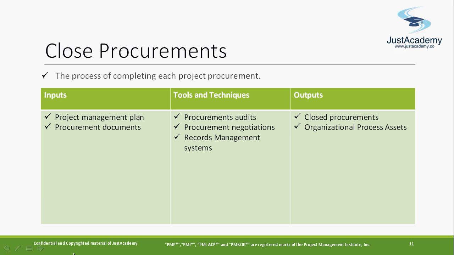Okay, so the project management plan and procurement documents will be the inputs. This is part of the closing. With the project management plan and procurement documents, you do the procurement audit and see that everything looks good. If there are any procurement negotiations, like after the services are used, any negotiation on the price because they did not provide the services you expected, you can negotiate with them. Hey, I will pay this much amount because your services are not good. So you have some negotiation with them.